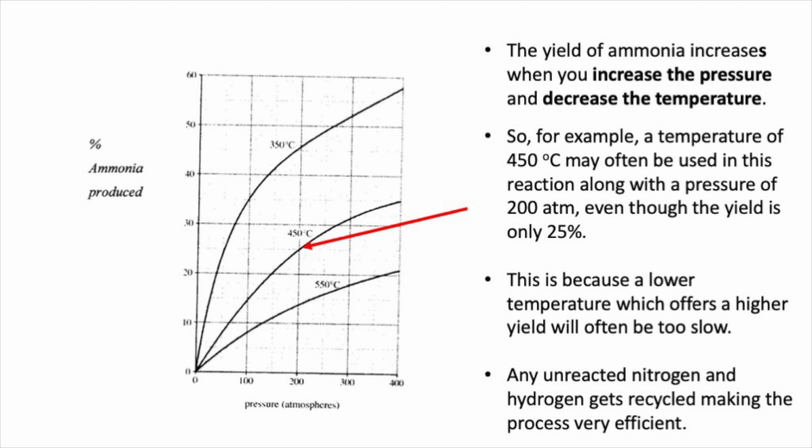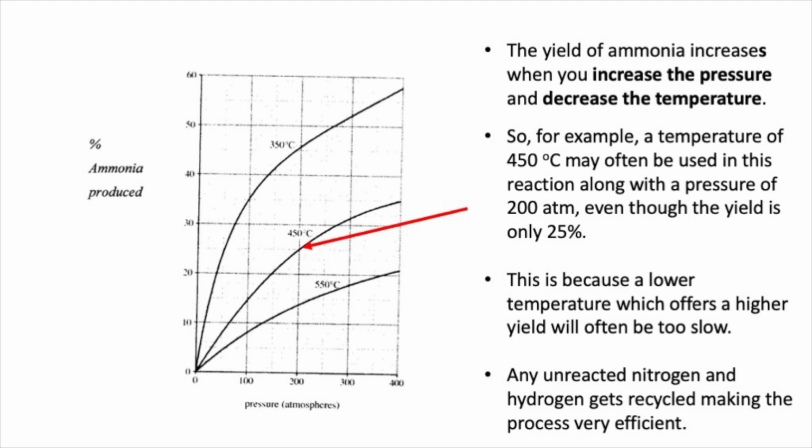You should see from this graph that there are three plots here, and we're changing the temperature. If you increase the temperature, the percentage of ammonia that forms decreases. You should also see from this graph that as you increase the pressure, the percentage of ammonia increases. So the yield of ammonia increases when you increase the pressure and decrease the temperature.